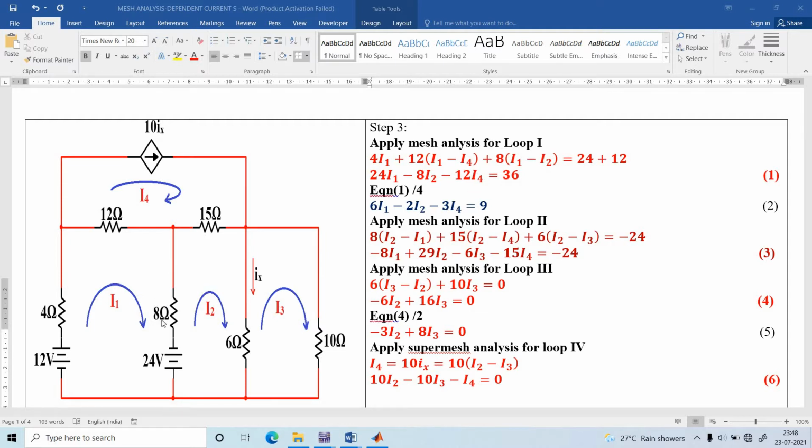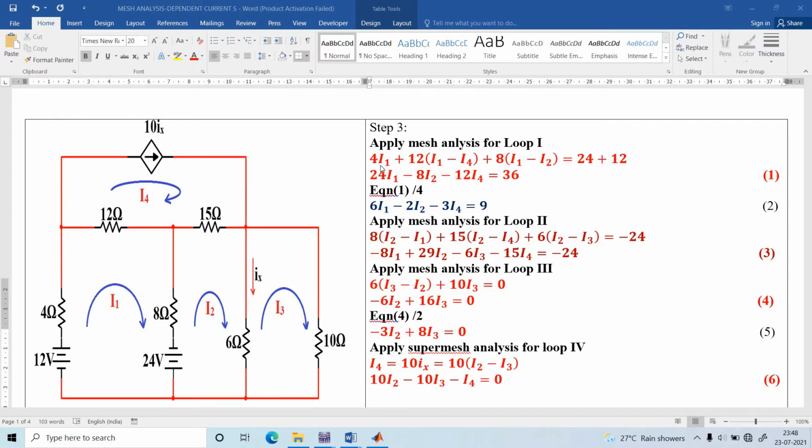Then plus, what is the next resistance? The 8 ohm shares the currents I1 and I2. So 8 into (I1 minus I2). And see the voltage. The current is flowing from negative to positive terminal, voltage rise. So that is equal to 24. Here also negative to positive terminal, so again a voltage rise. 24 plus 12, that is 36.